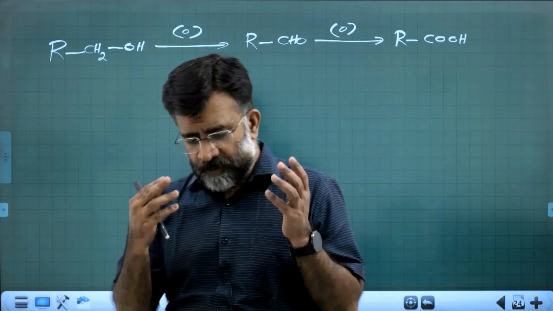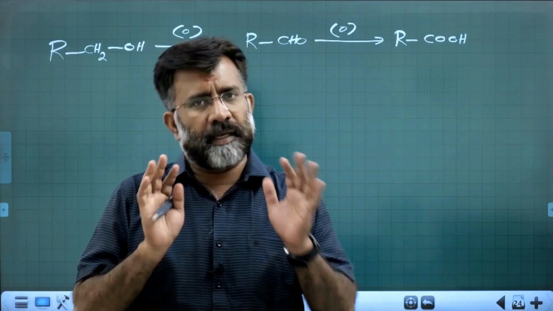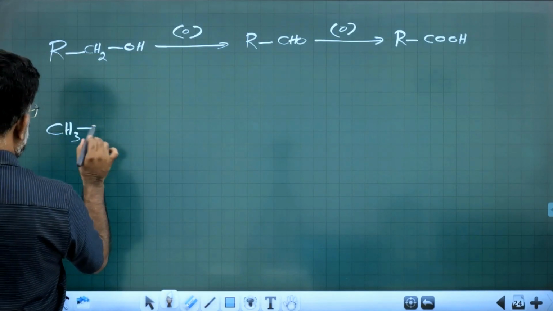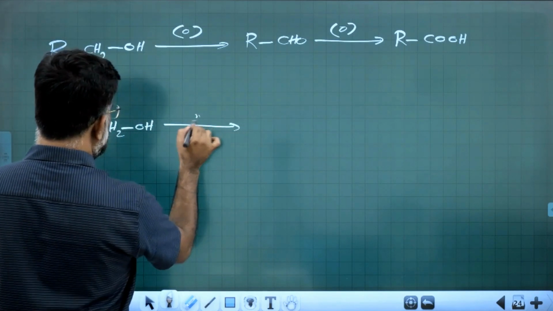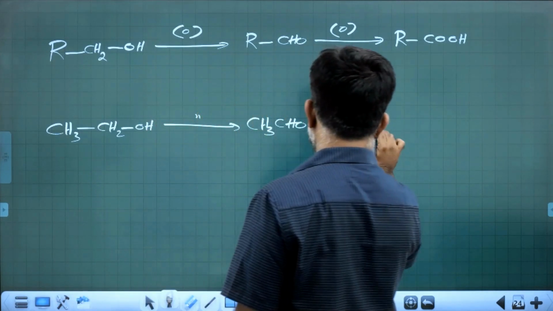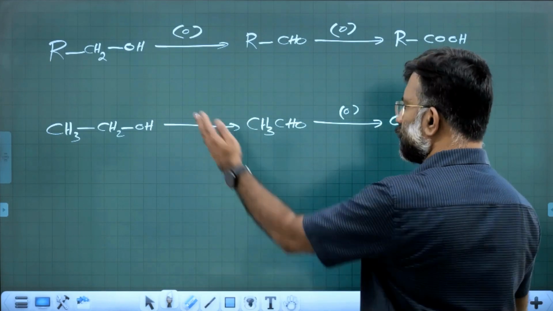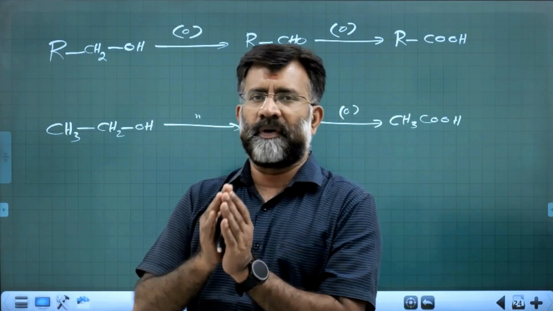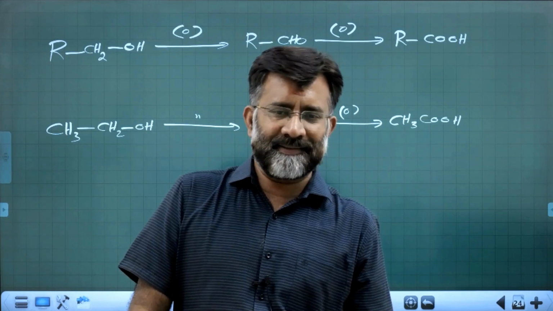The speciality is that the number of carbon atoms remains the same. Suppose we start with ethanol, CH3CH2OH. First step oxidation, you get ethanal, and further oxidation you get ethanoic acid. You see, 2 carbon, 2 carbon, 2 carbon. There is no difference in the number of carbon atoms. Sir, then what about others? Others, there will be a difference.